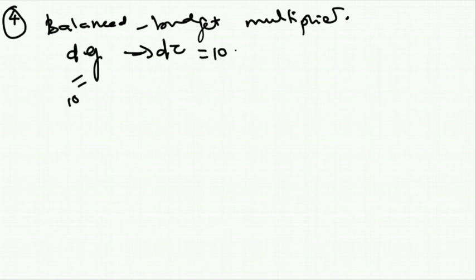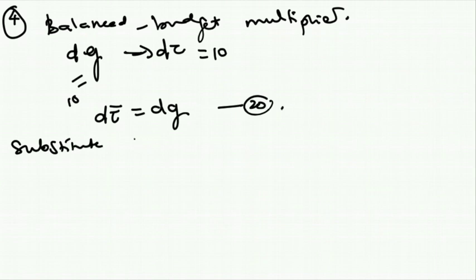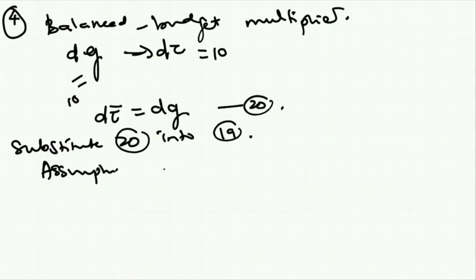Do you get me? So in this case, that means for this year, we have d tau bar equals to dg. Now, call this one 20. We want to substitute 20 into 19. Apart from that, we need to have an assumption as well, in which we don't have any change in investment. Okay, so that's it.